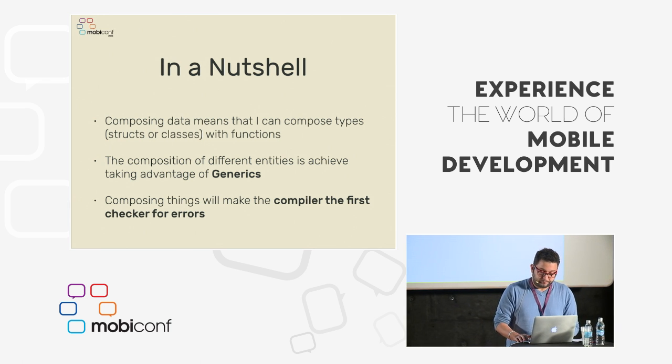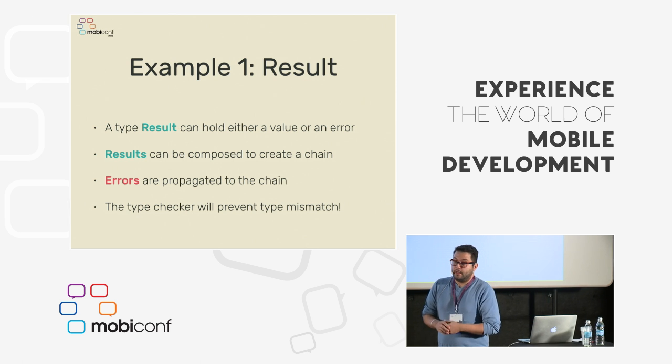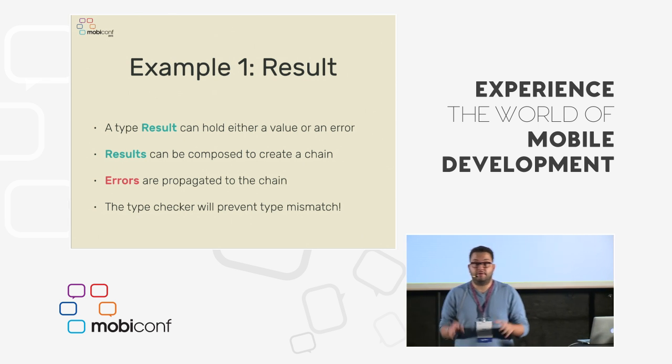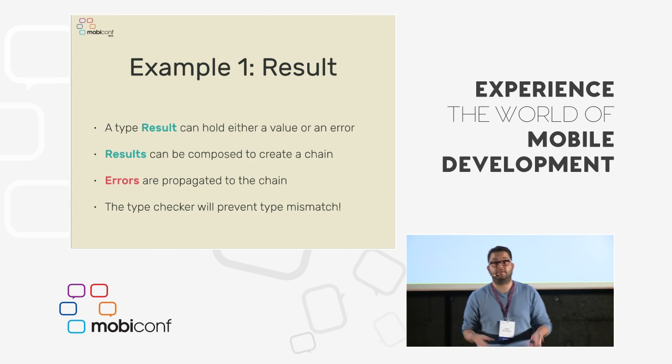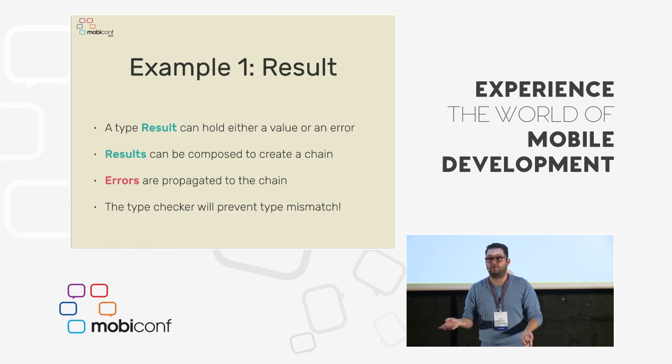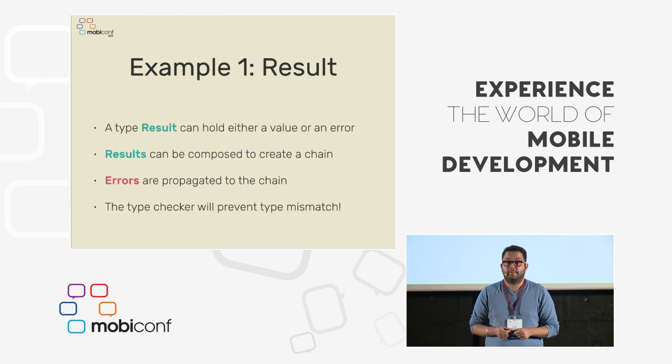Let's see a first example of composition of types. Result. How many of you are aware of the result type in Swift, or have used the result type in Swift in the last 2-3 months on the last projects? Okay, a few of them. How many of you are actually working in Swift all the time? Few more.